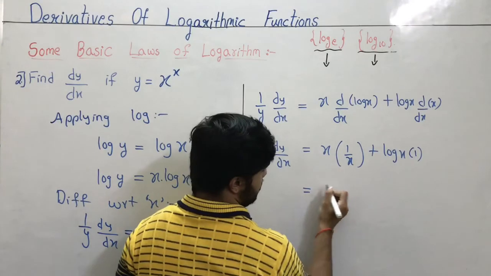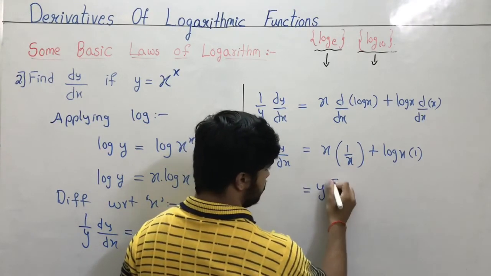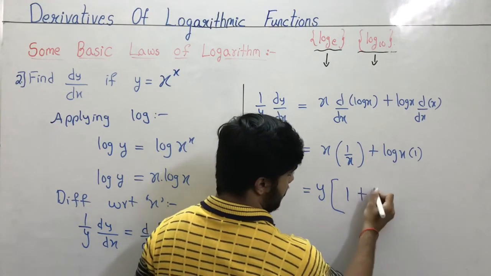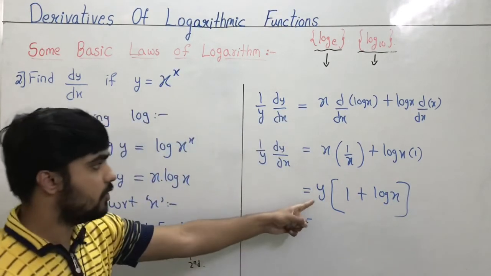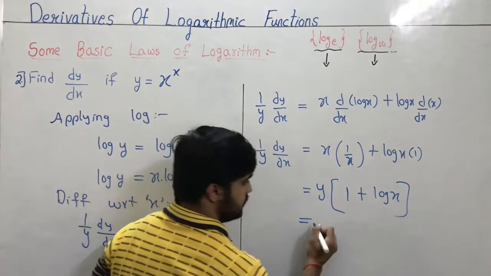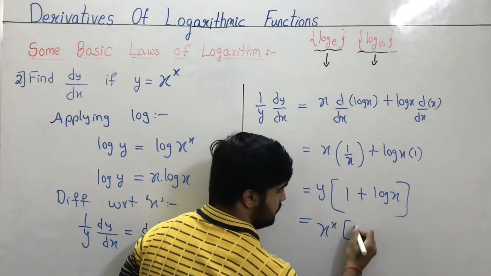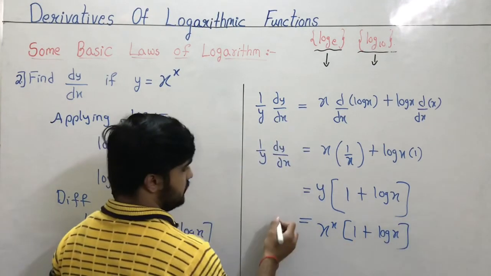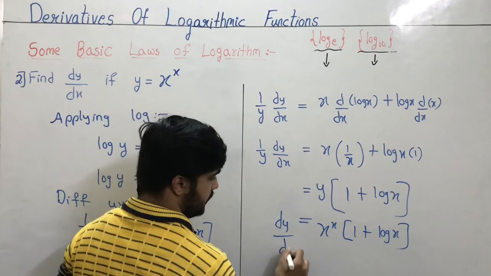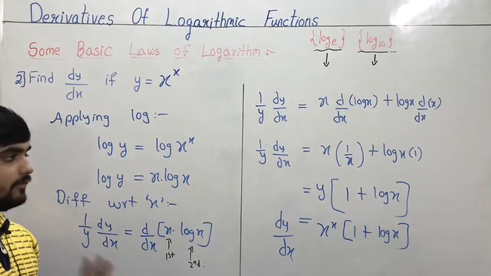So we can write this as, with y on this side, x upon x is 1, plus log x. Now we have to substitute the original value of y, that is x raised to x. So x raised to x in bracket 1 plus log x. So this is dy by dx, which is your final answer.